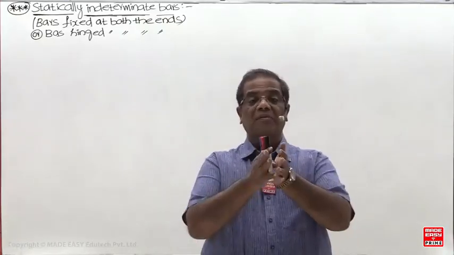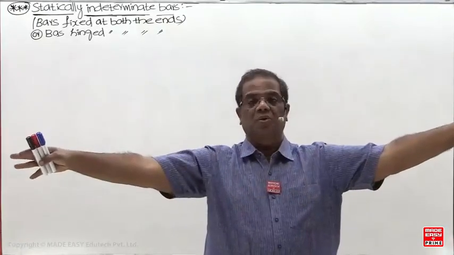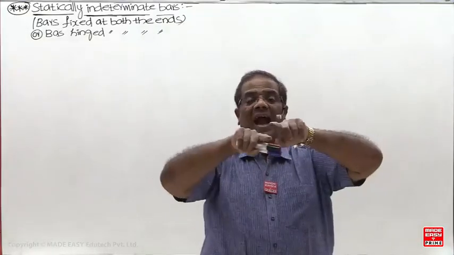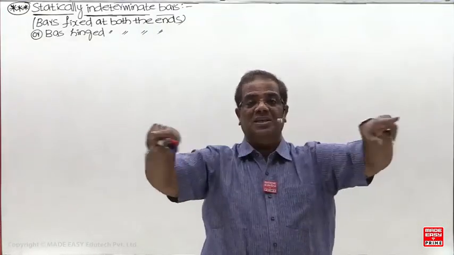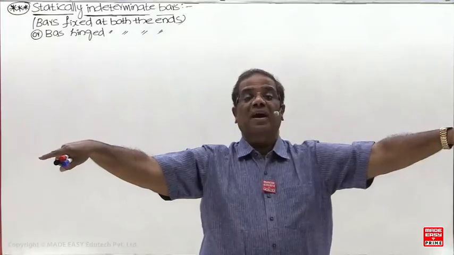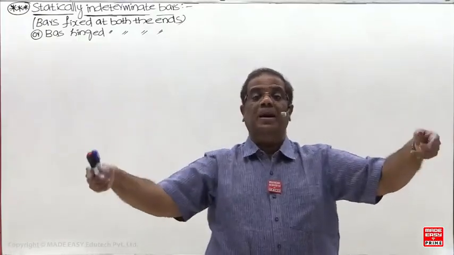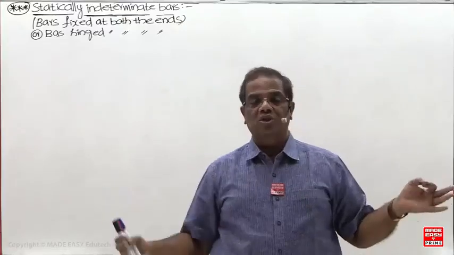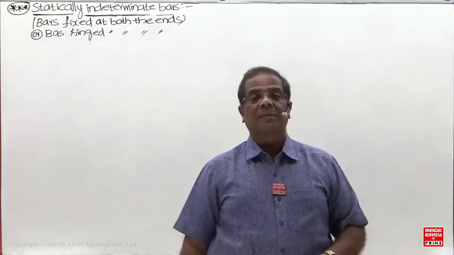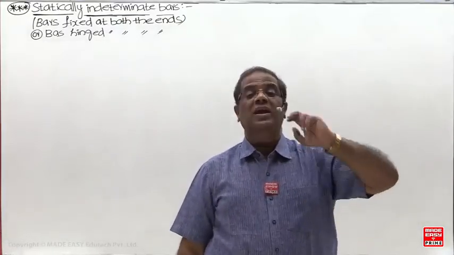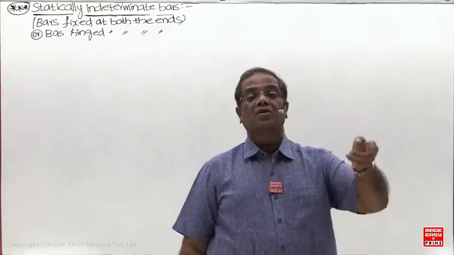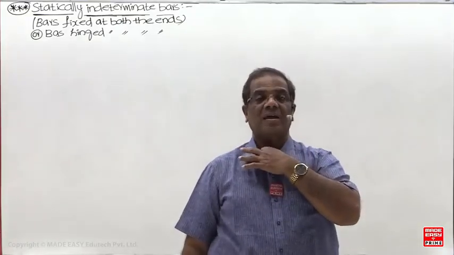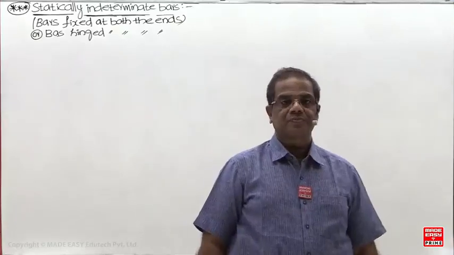So whenever the change in length of the bar should be 0, even after the application of the load, even after applying the axial load which would cause a change in length, but for me the change in length should be 0, then in that case I can use either 2 hinge supports or 2 fixed supports or 1 fixed and 1 hinged.